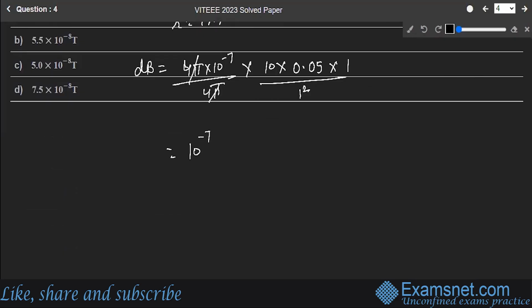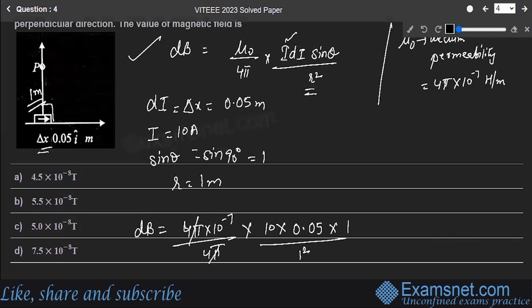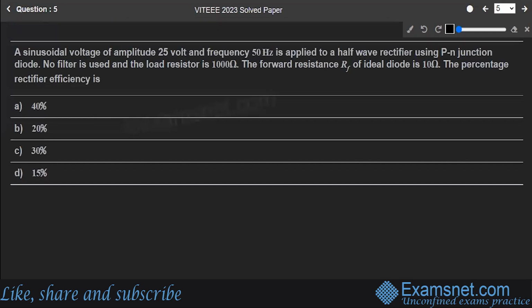You have 10 power minus 7 into 0.5, which is equal to 5 into 10 power minus 8. So here it is. Option C is the correct answer. Hope you got that. Let's move to the next question.